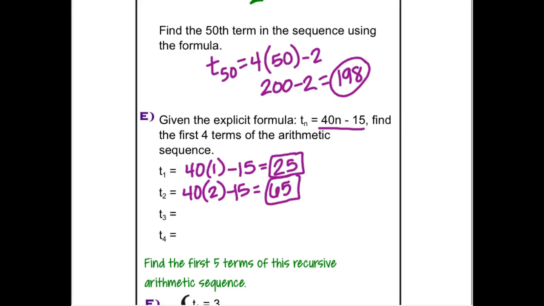You'll notice now that it goes up by 40 each time, which you should have been able to tell from our explicit formula of 40n. That means that term 3 is going to be 105, and term 4 is going to be 145. If you can pick up on the pattern from the first 2 terms and want to just add on, you are more than welcome to do that. Otherwise, you would take 40 times 3 minus 15 and 40 times 4 minus 15.